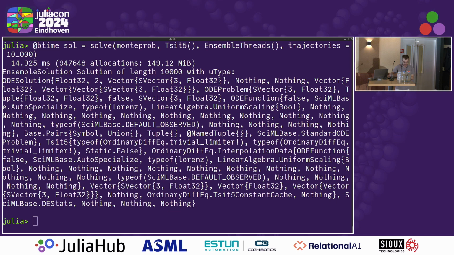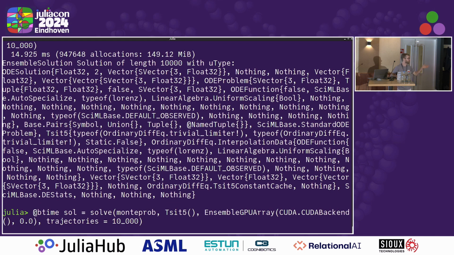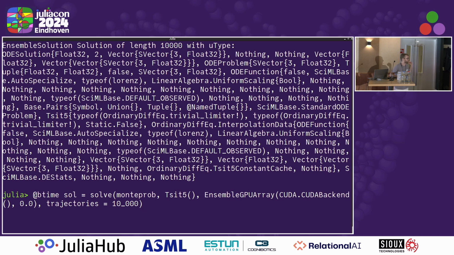And then if we just run it with a GPU, and this is EnsembleGPUArray, so this is the one that we expect to be higher overhead. I probably should have started running that before I was talking. But this is also going to take a while to compile. And what we'll see afterwards is that instead of being 14 milliseconds, it will be something closer to 150 milliseconds.